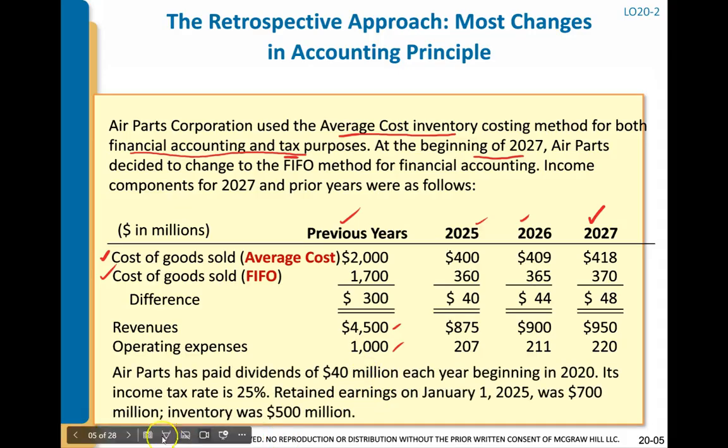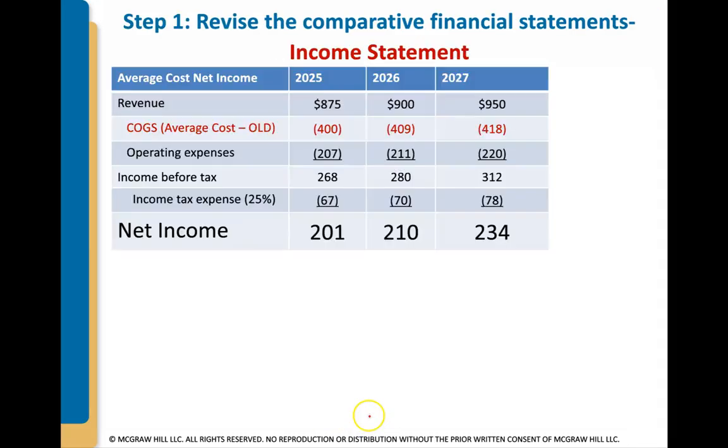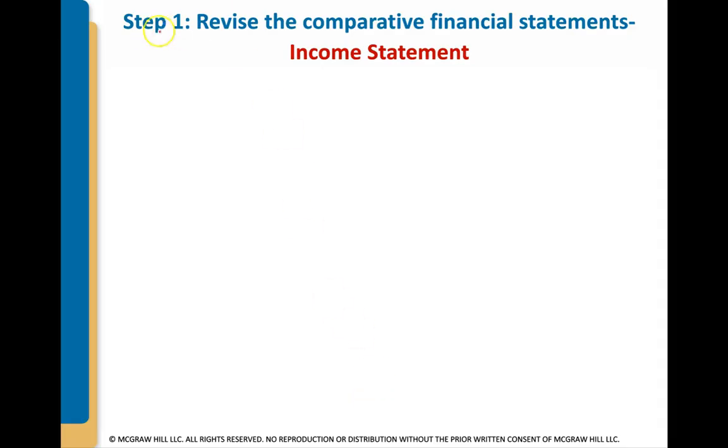So additionally, it tells us that Air Parts has paid dividends of $40 million each year beginning in 2020. Its income tax rate is 25%. Retained earnings on January 1, 2025 was $700 and inventory was $500 million. So let's start with step one.